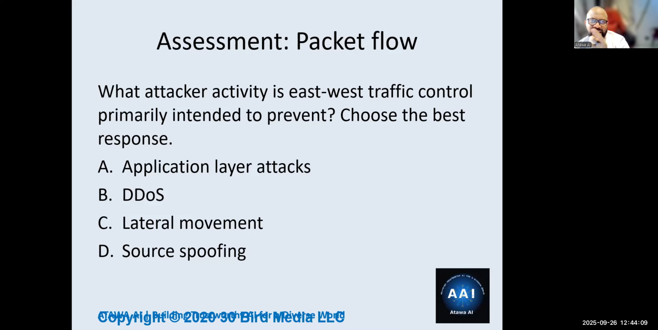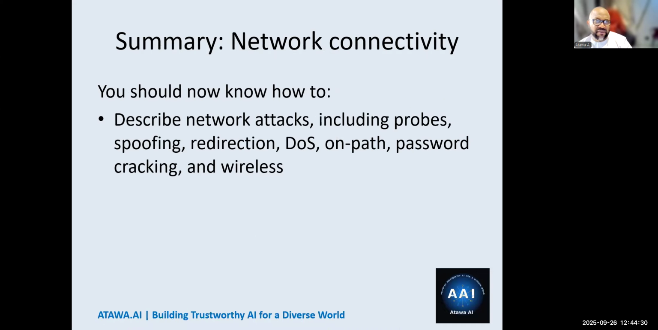Which attacker activity is east-west traffic control primarily intended to prevent? Remember the east-west lateral movement between my system here to a system on the same network, as opposed to north-south outside, right? So east-west control will prevent that.